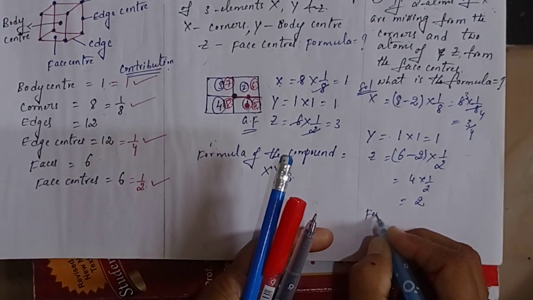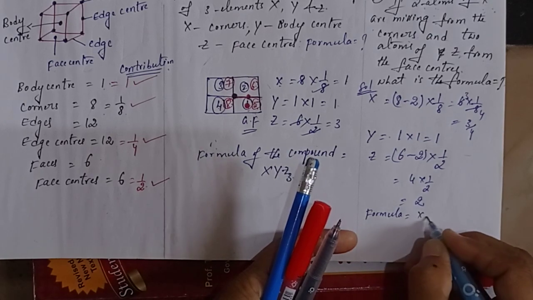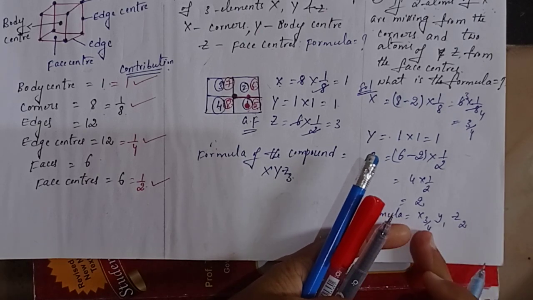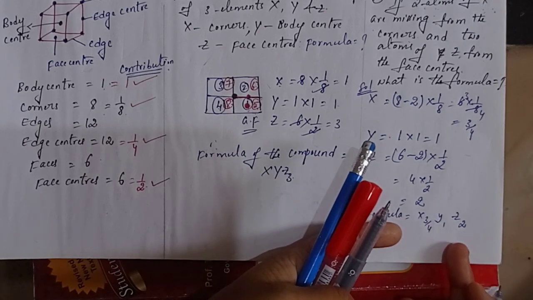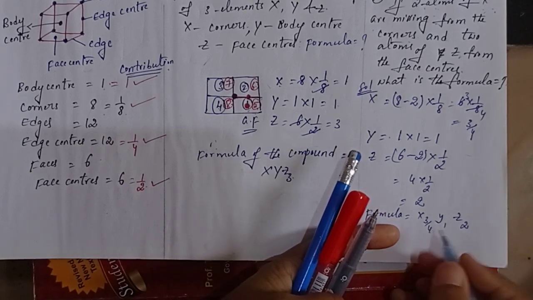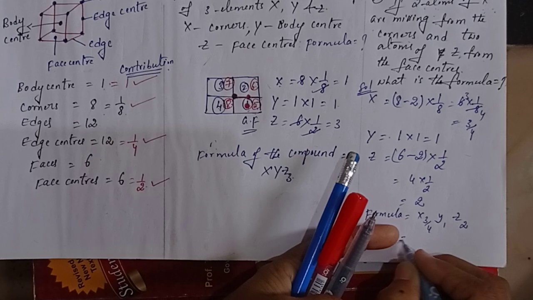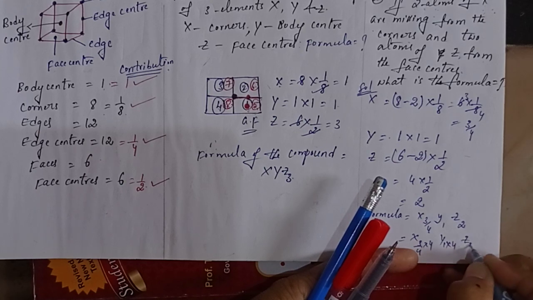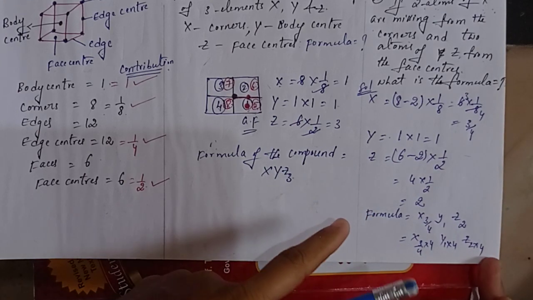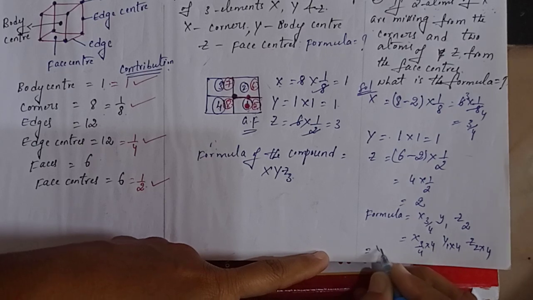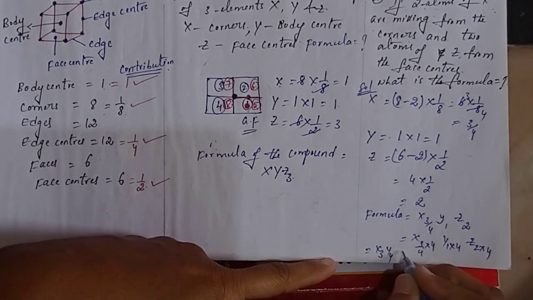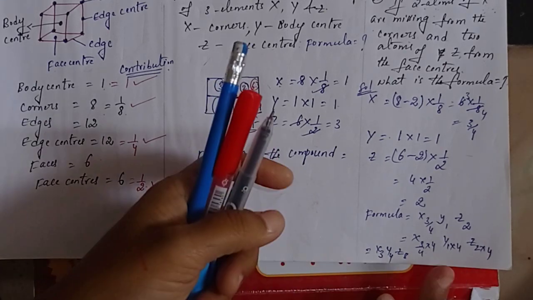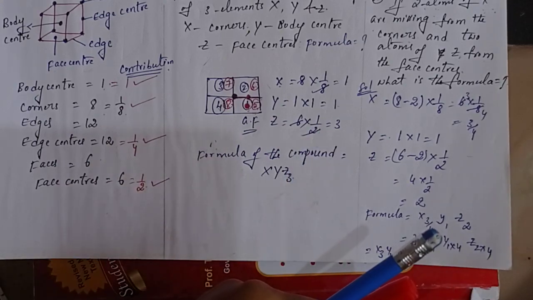Now see, what is the formula, students? X 3 by 4, Y1, Z2. But we have to write it in the simplest form because a fraction is there. The denominator is 4, so we multiply all the values by 4. So X 3 by 4 into 4, Y 1 into 4, Z 2 into 4. Then you will get the formula X3 Y4 Z8. So this is the formula of the compound, students.